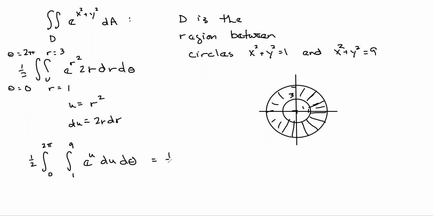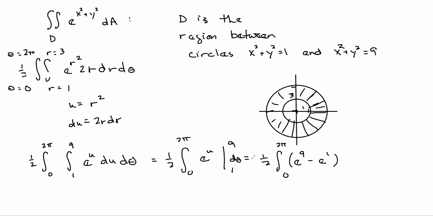So this equals 1/2, 0 to 2 pi, e to the u, evaluated 1 to 9. 1/2, integral from 0 to 2 pi, this is e to the 9 minus e to the 1. There should be a du there. Oh wait, no, there shouldn't. Oh, I'm so accustomed to forgetting to put that. Here's where there should be a d.